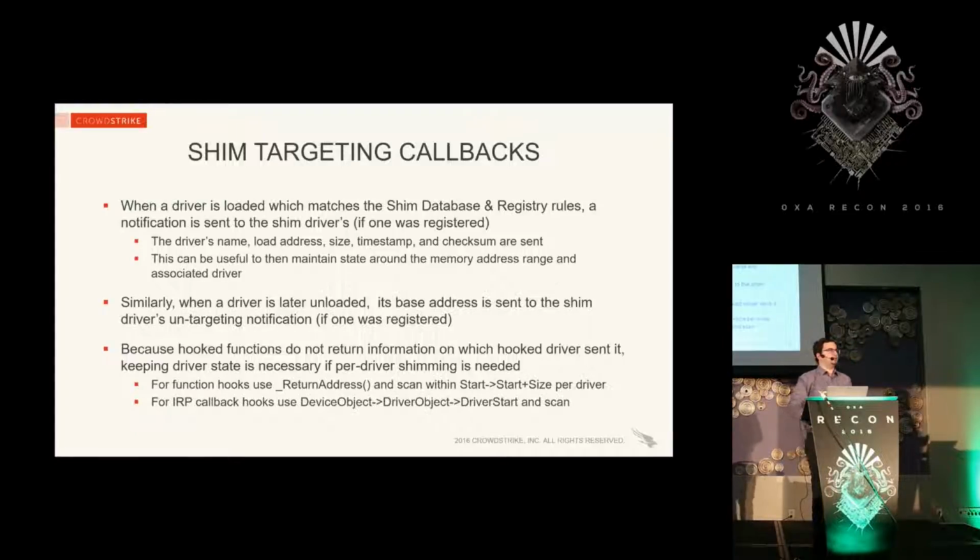And then in your function hooks, when you get the return address, you can scan, is the return address in one of these memory blobs that I know about? Okay, then this is this driver trying to call me. And you have its name and its checksum from your targeting callback. For an IRP, well, an IRP gets a device object. A device object points to a driver object. A driver object points to the start address of a driver. So again, you can match up the start address of the driver that's handling the IRP with one of the drivers you're targeting. And that way you can know exactly what driver you are currently hooking in the middle of your IRP or in the middle of your function hook.